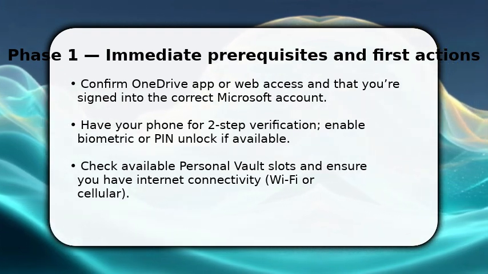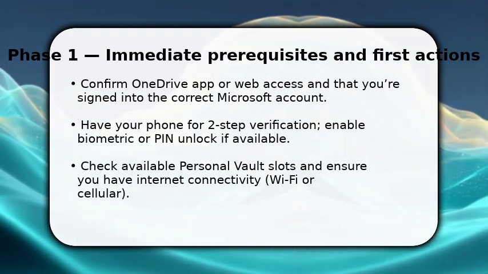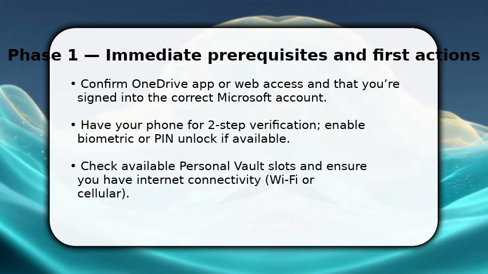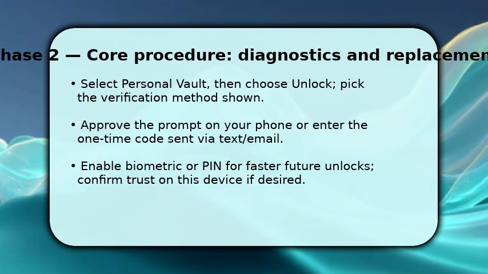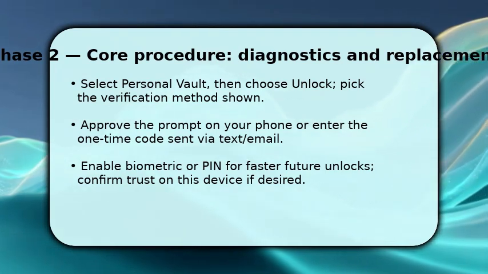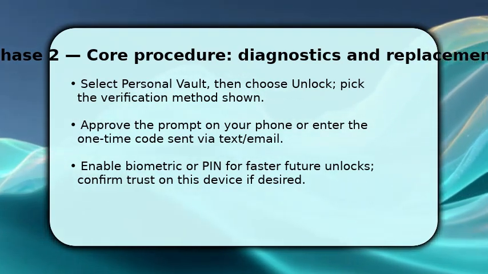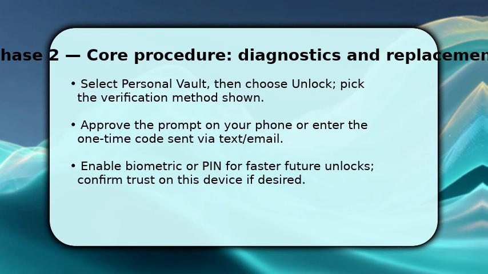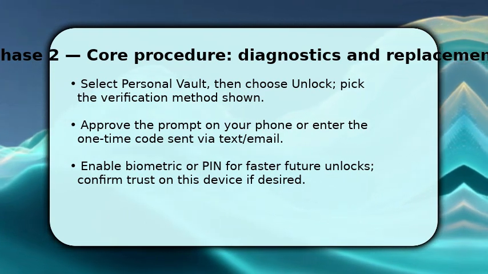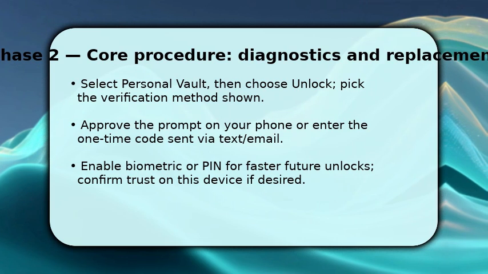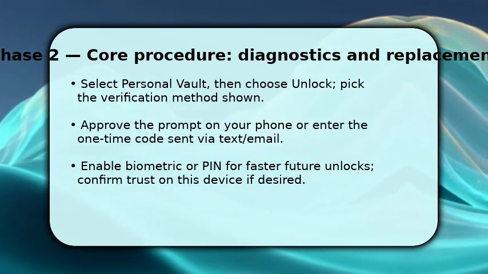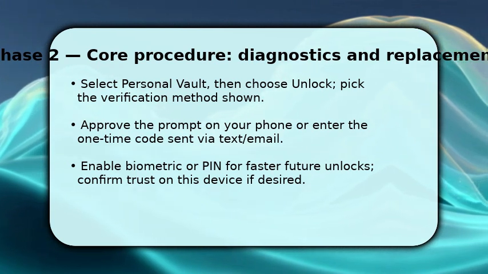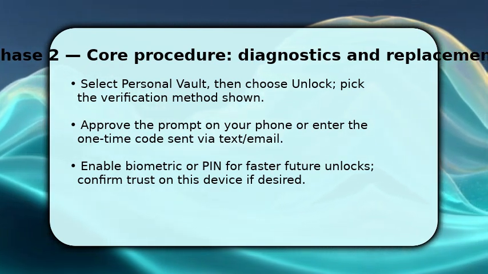Make sure to enable biometric or PIN options when prompted, because those speed feature unlocks and improves security. You now tap Personal Vault and choose Unlock. OneDrive shows verification choices: phone prompt, text, or authenticator code. Pick the most convenient method, then approve the sign-in on your phone or type the one-time code. This extra step protects sensitive files, which is why Microsoft requires it.